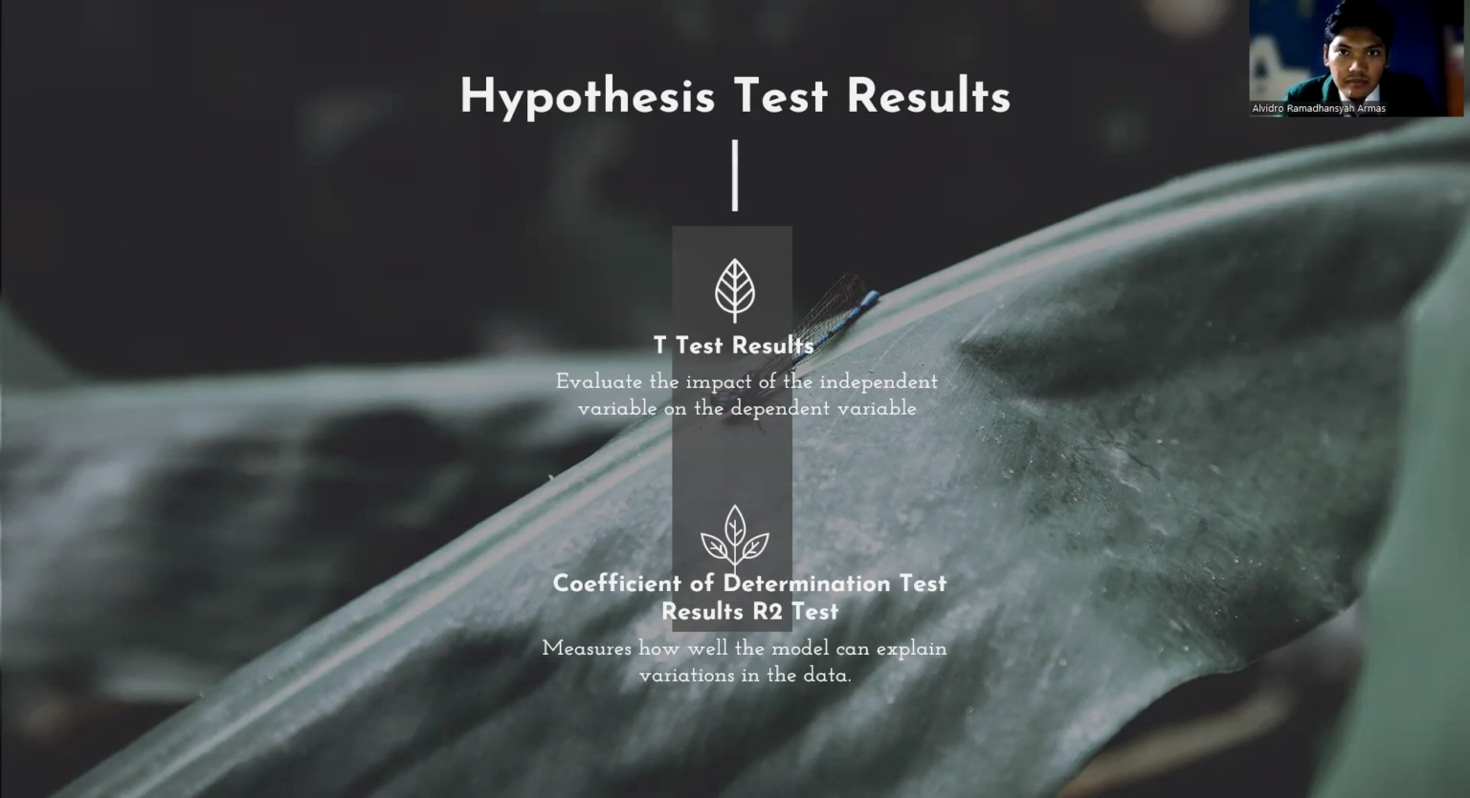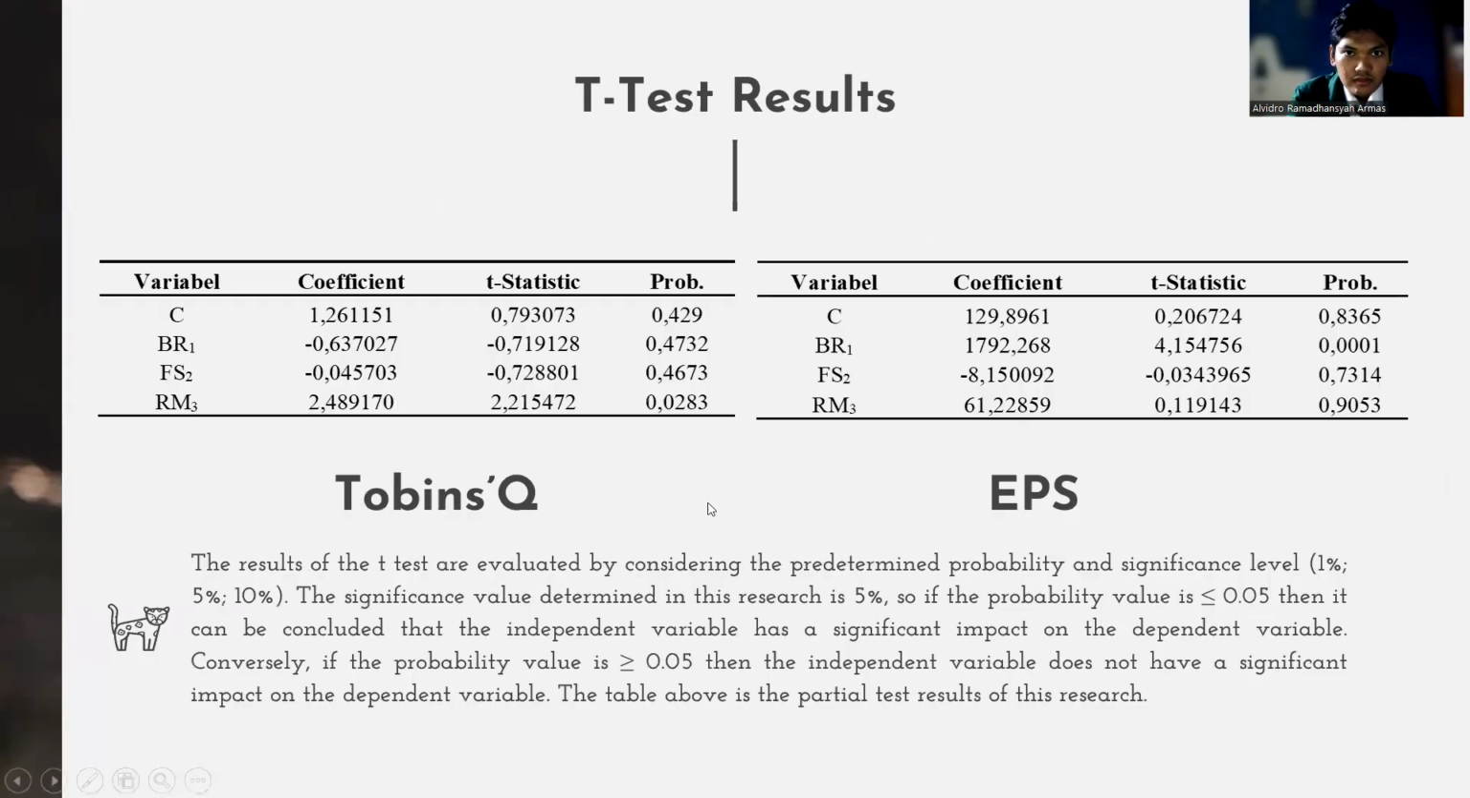So the next one is the hypothesis test result, which includes the t-test result and the coefficient of determination test results. So for the Tobin's Q, here are the results. The results of the t-test are evaluated by considering the predetermined probability at the significance level. The significance level determined in this research is 5%. So if the probability value is lower than 0.05, then it can be concluded that the independent variable has a significant impact on the dependent variable.